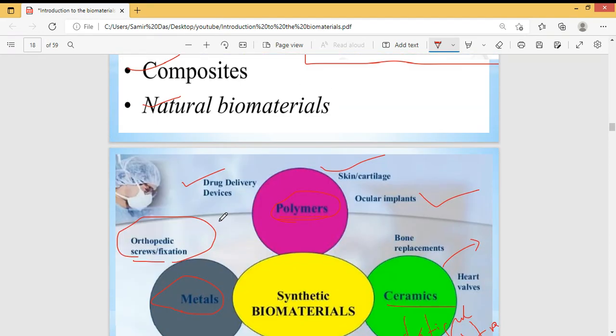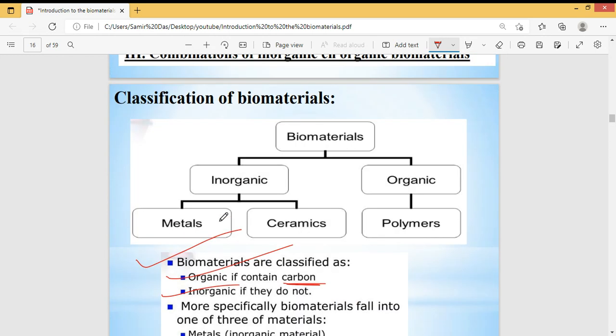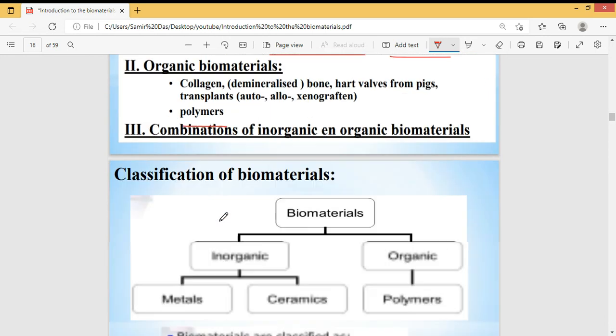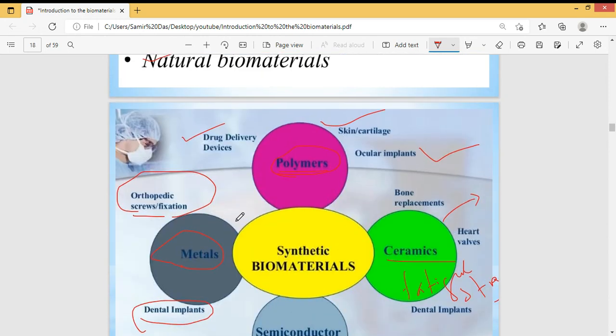Today I have discussed the classes of biomaterials based on their origin and based on our demand, that is, where we use which kind of biomaterial.